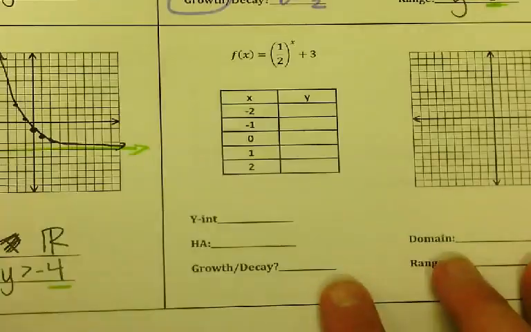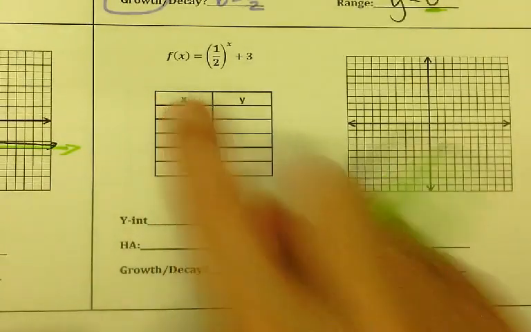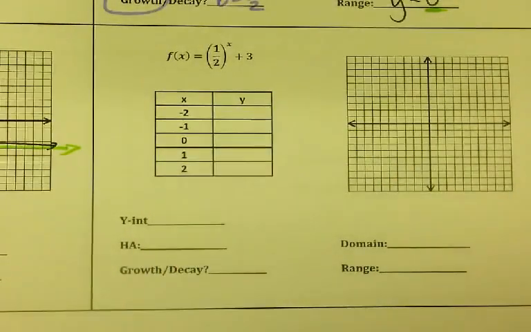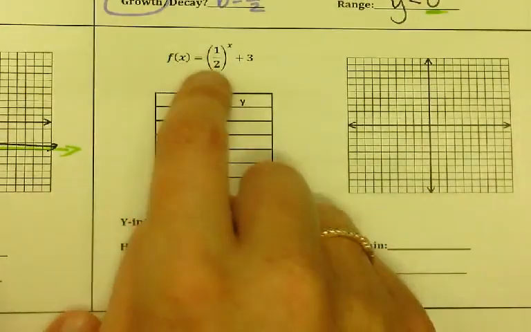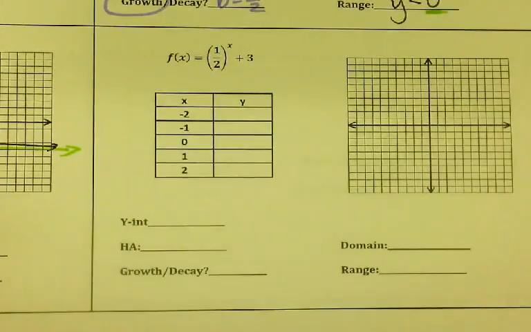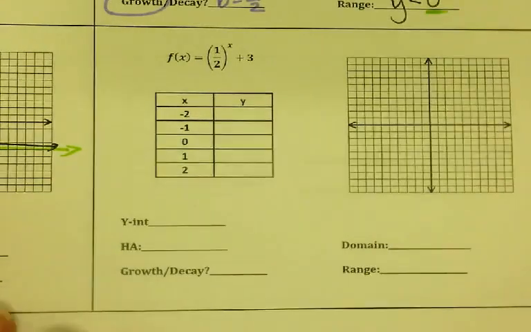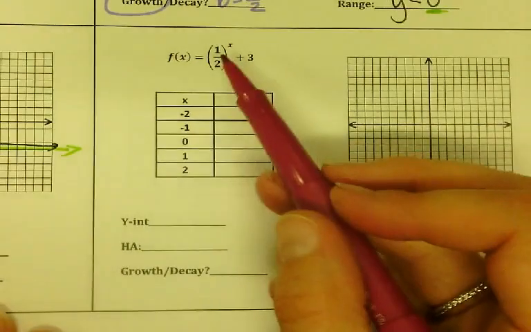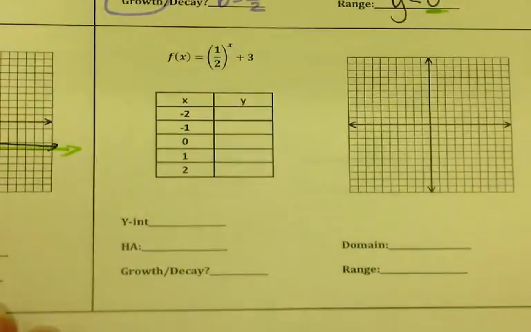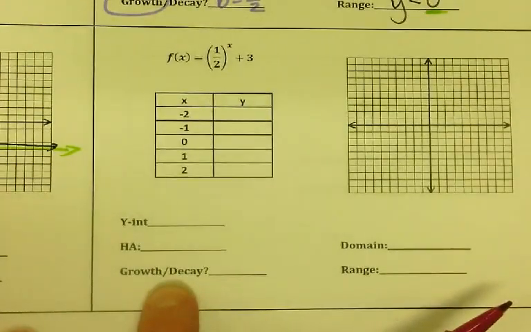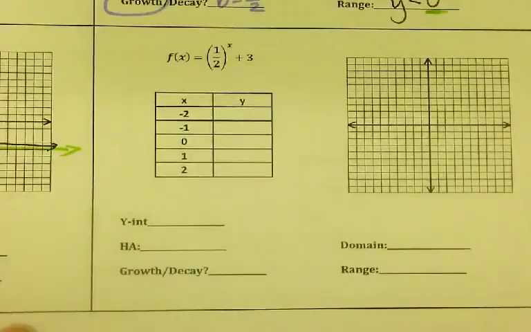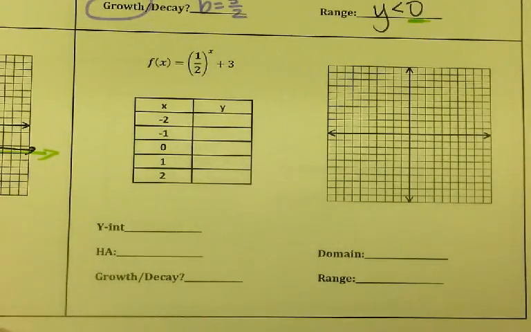We're going to do this last one. I want you guys to do this one on your own. All right, guys. I want you to go ahead and type this into your calculator. I want you to identify the a value. All right. I want you to identify the y-intercept. I want you to identify the horizontal asymptote, whether or not it's growth or decay, your domain, and your range. All right. So that is what I want you guys to do right now.